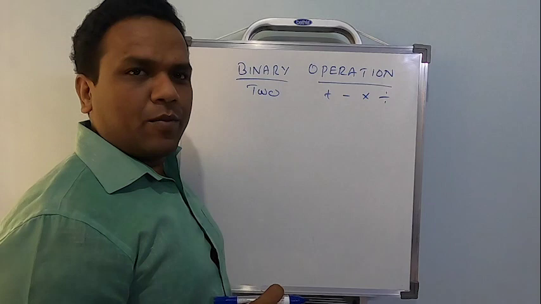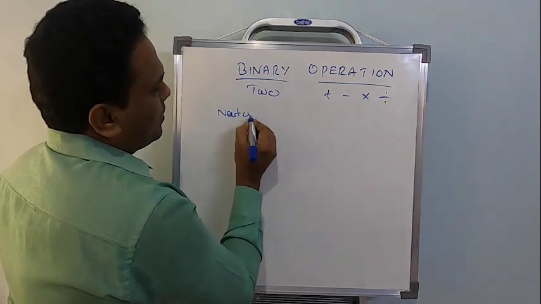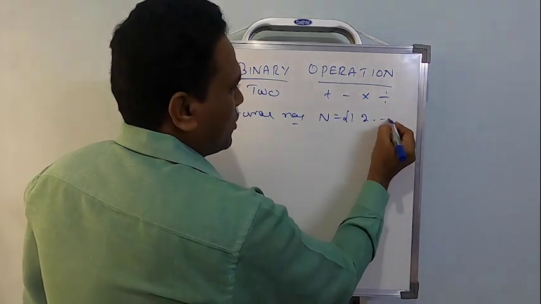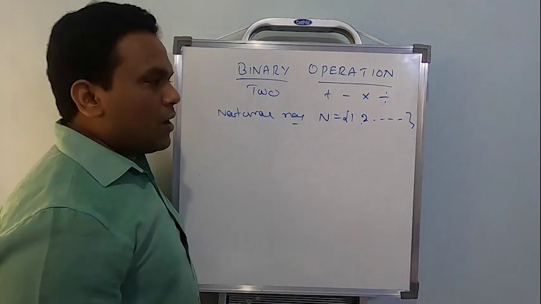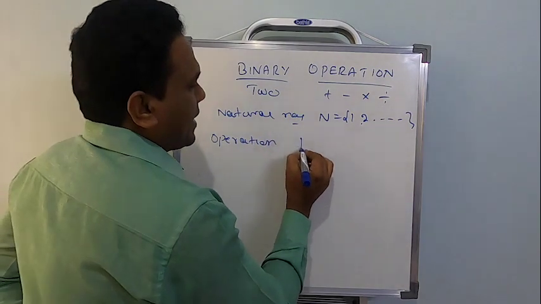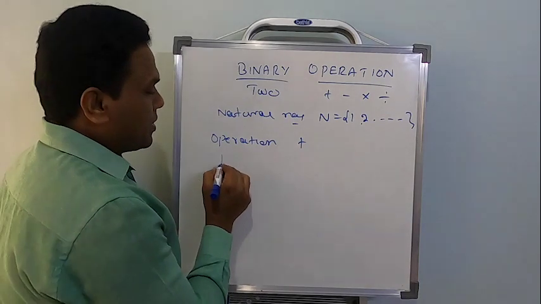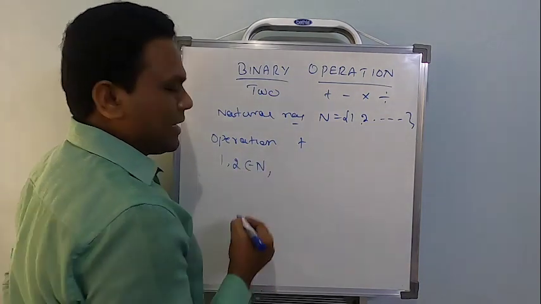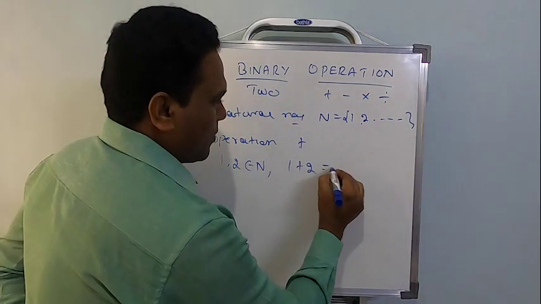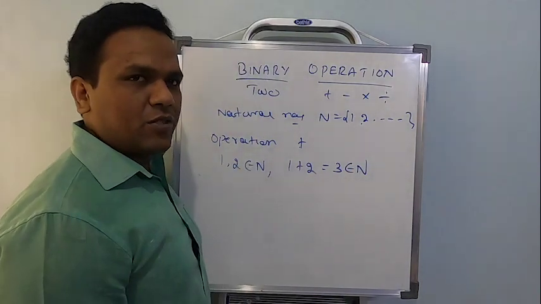To understand the meaning of binary operation, let me take an example. Consider the set of all natural numbers given by N equal to 1, 2, 3 and so on. On this I am going to consider an operation. Let me take it as addition. Let me select two natural numbers, 1, 2 belongs to N, and I will apply this operation. What will 1 plus 2 be? 1 plus 2 will be 3. Is 3 a natural number? Of course it's a natural number.